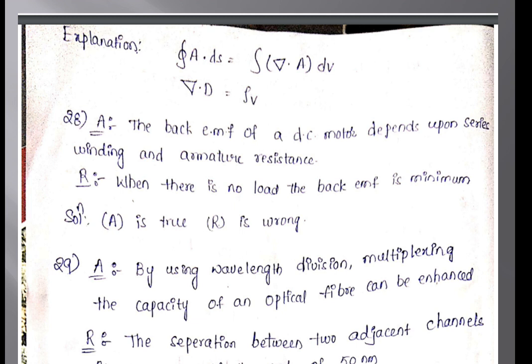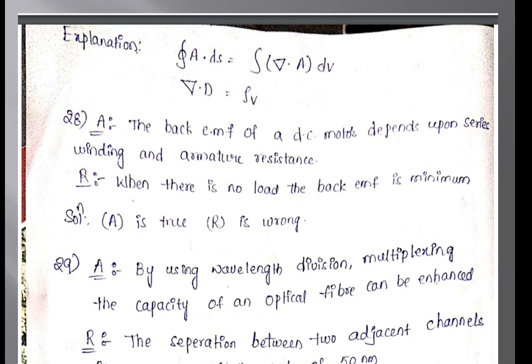The back EMF of a DC motor depends on the series winding and armature resistance. The reason given is that when there is no load, the back EMF is minimum. The assertion is the correct one, that is, the back EMF definitely depends on the series winding and armature resistance. But the reason given, that when there is no load the back EMF is minimum, is not correct. So here A is true and R is wrong.